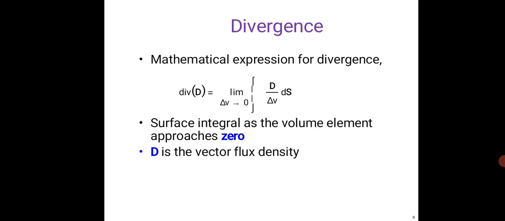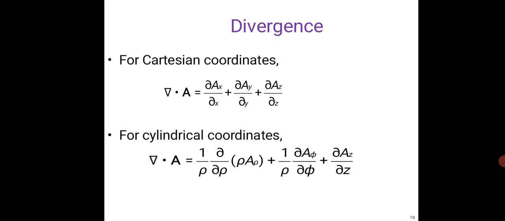The mathematical expression for the divergence is div D, where the limit as Δv tends to 0 equals the closed surface integral of D·dS divided by Δv, that is, the surface integral as the volume element approaches 0. D is the vector flux density. For Cartesian coordinates, as defined earlier, del dot A is ∂Ax/∂x + ∂Ay/∂y + ∂Az/∂z.